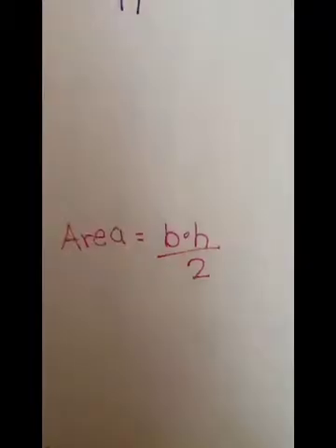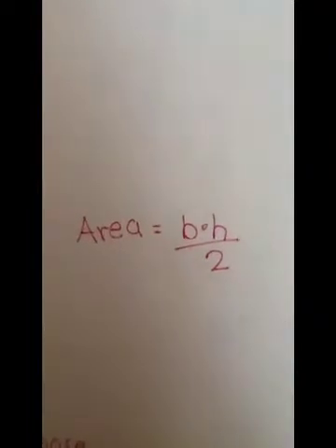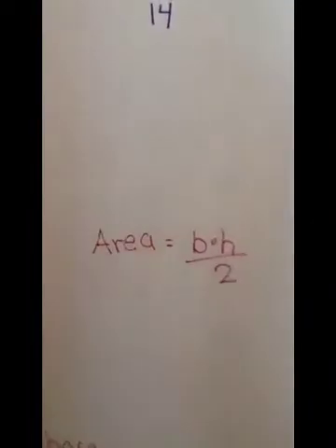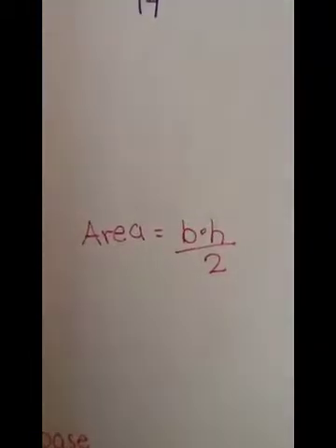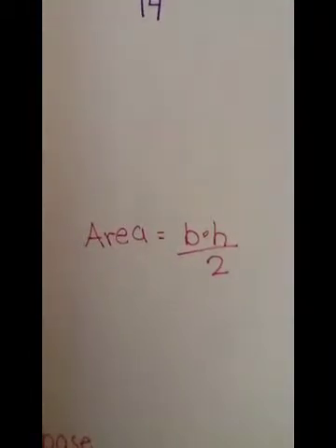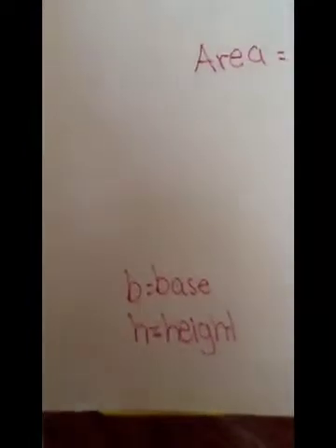It's Victoria, and we're going to talk about how to find the area of different types of triangles. So first, to even solve the area of a triangle, you have to know the equation. The area of a triangle equation is b times h divided by 2, where b stands for base and h stands for height.